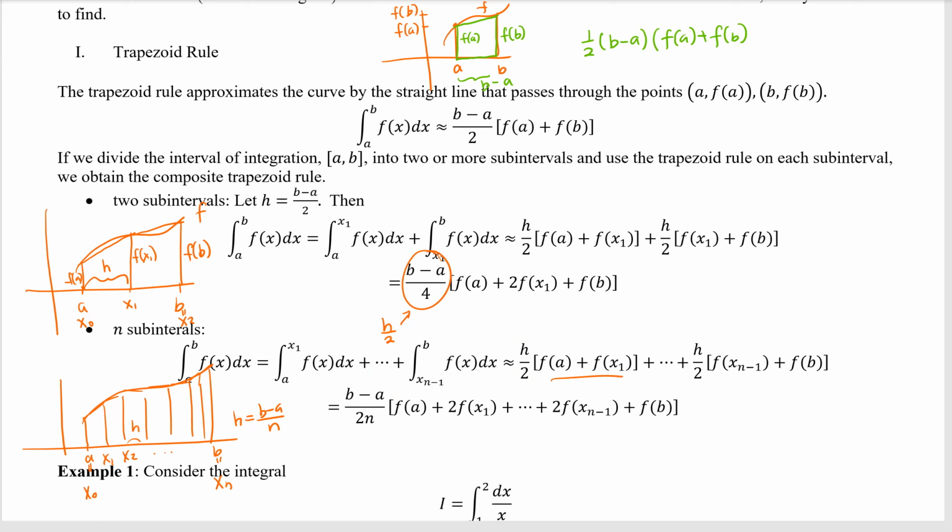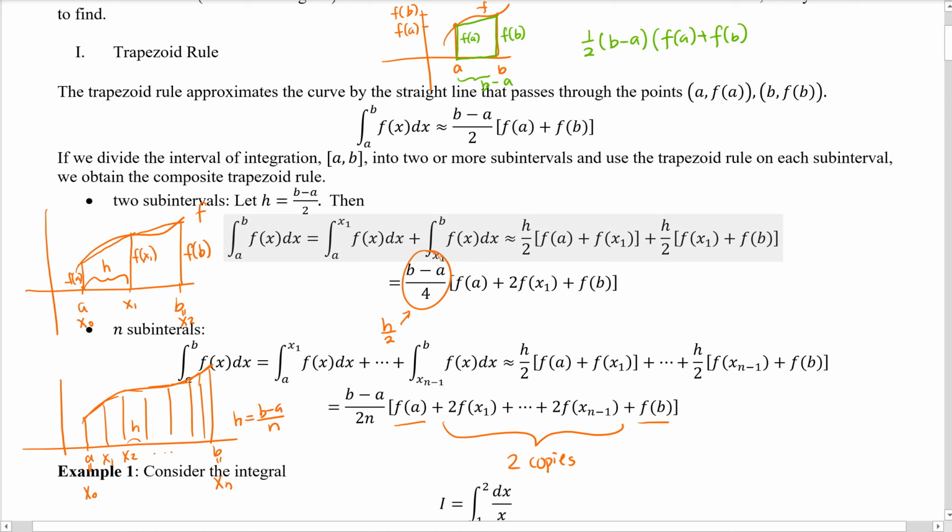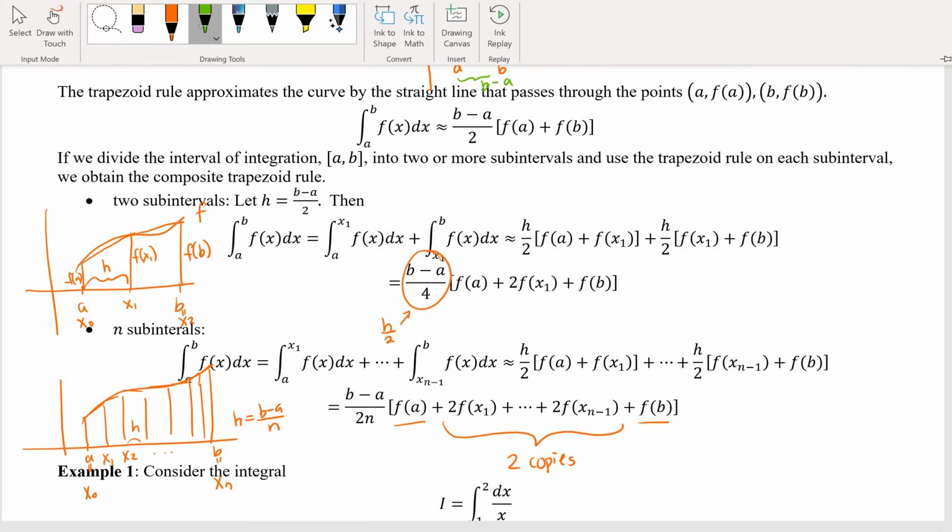And you can see when we add the insides, f of a, we get 1 copy. f of b, we get 1 copy. All the other interior points, we get 2 copies. Can you see? So the endpoints a and b, f of a and f of b, we only get 1 copy. And all the interior points, xi's, we get 2 copies. So that is the composite trapezoid rule. So far, so good, everybody? Alright, let's do some examples.